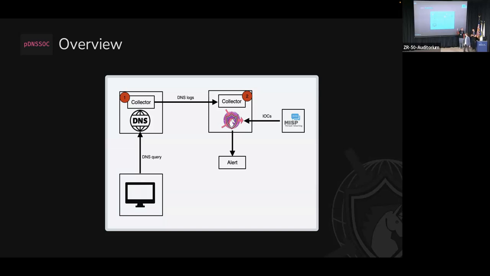It's actually the only important slide today. And it's related to the question you were asking. So basically, pDNSSOC is the actionable after MISP. It is the one that takes your logs, makes the correlation with MISP, and generates the alerts. So it's the glue of these different systems.